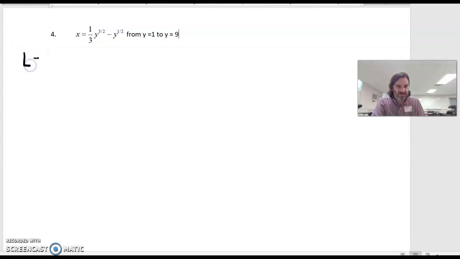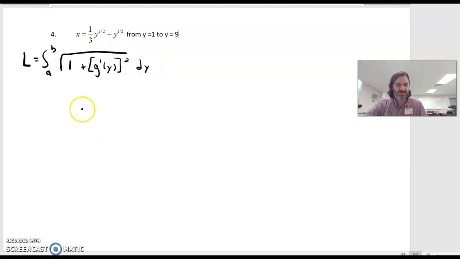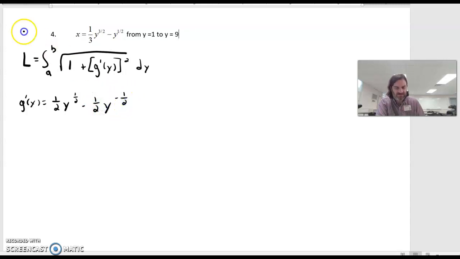So the arc length formula will be L, and we'll have our bounds a to b, of the square root of 1 plus g prime of y, squared. And under the square root, all that will be integrated in terms of y. So our function is 1/3 y to the 3/2 minus y to the 1/2. So let's go ahead and take the derivative of that. If that's our g prime, it will be 1/2 y to the 1/2 minus 1/2 y to the negative 1/2.